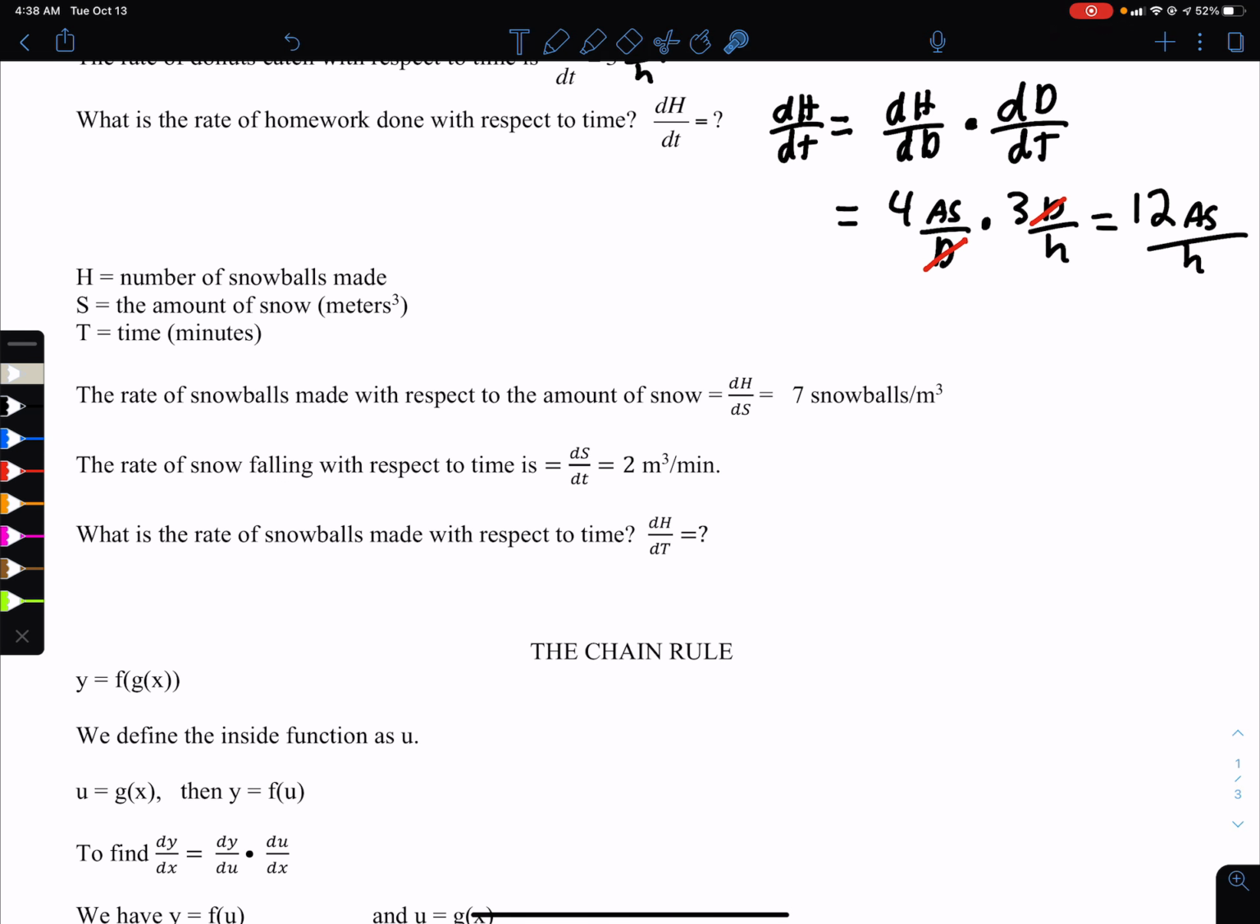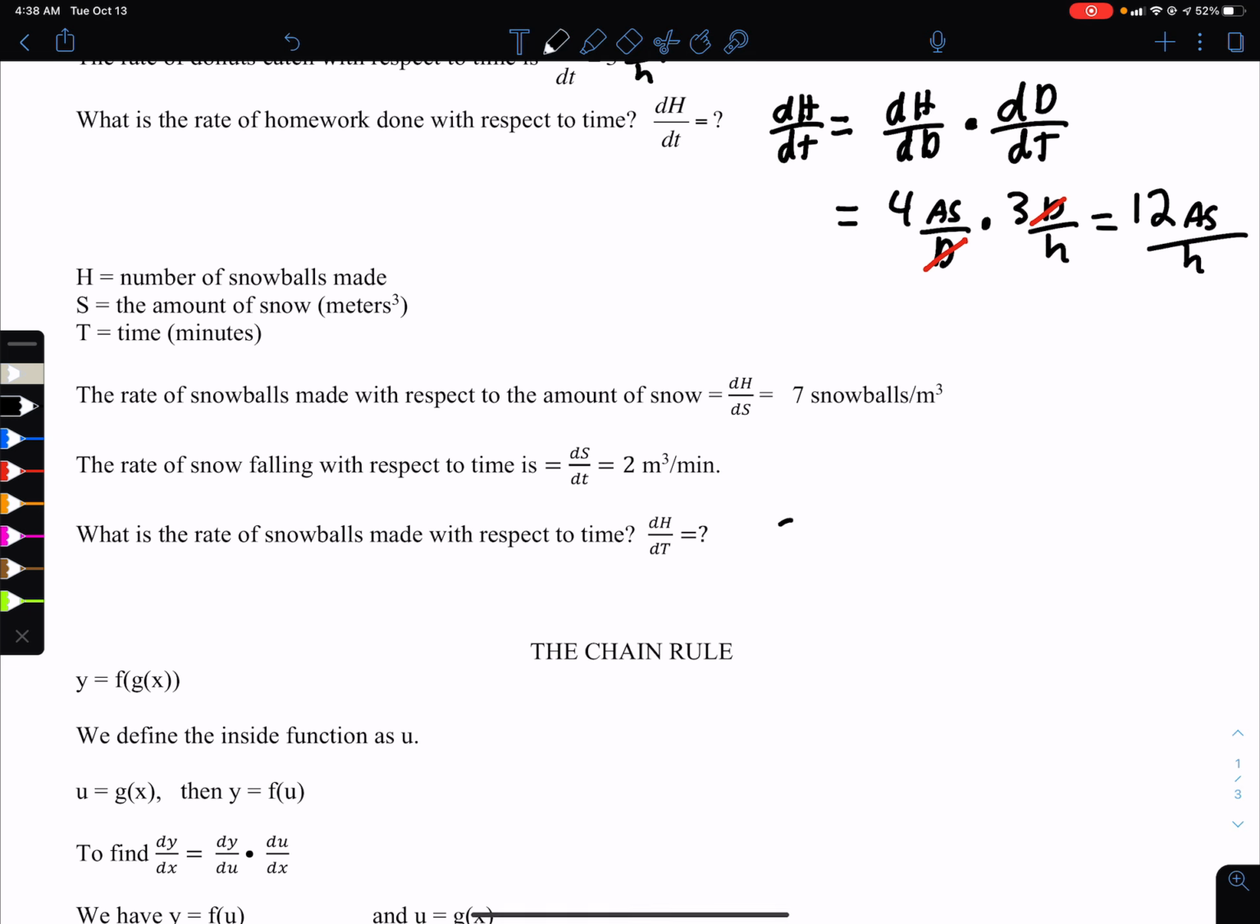And then you have another rate, the rate of snow falling with respect to time. So this is basically a change in the amount of snow over the change in time, which is 2 cubic meters per minute. So that's the rate of snow falling. And so you have 2 rates, and again, the change in the amount of snowballs made over the change in the amount of snow is 7 snowballs per cubic meter, sorry. So we want to find how many snowballs are made in a given amount of time.